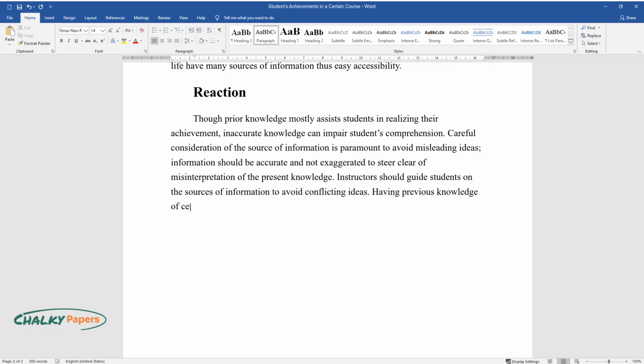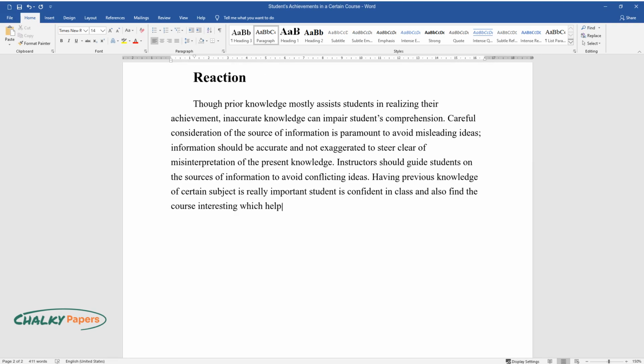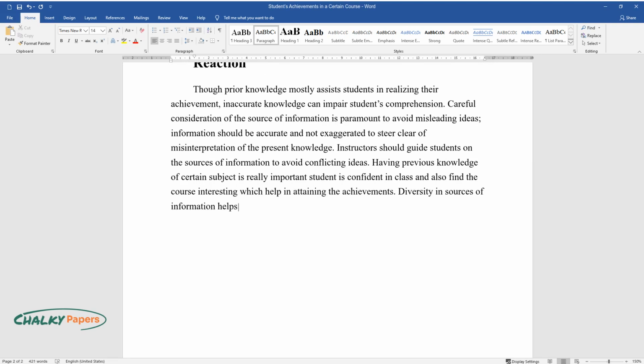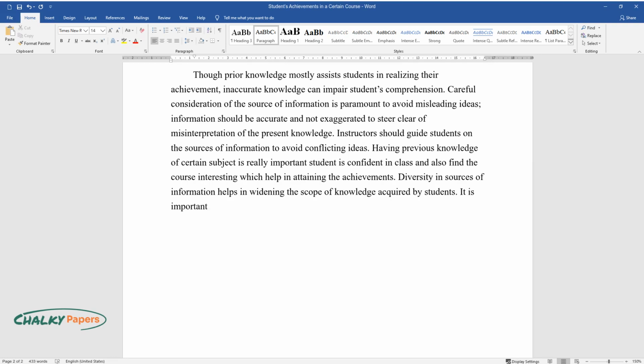Having previous knowledge of a certain subject is really important. The student is confident in class and also finds the course interesting, which helps in attaining the achievements. Diversity in sources of information helps in widening the scope of knowledge acquired by students. It is important to understand the use of having prior knowledge.